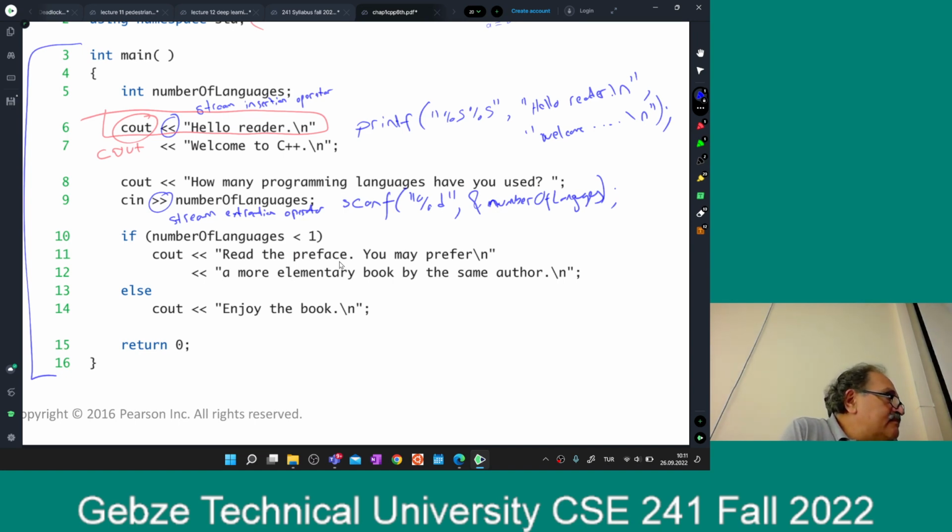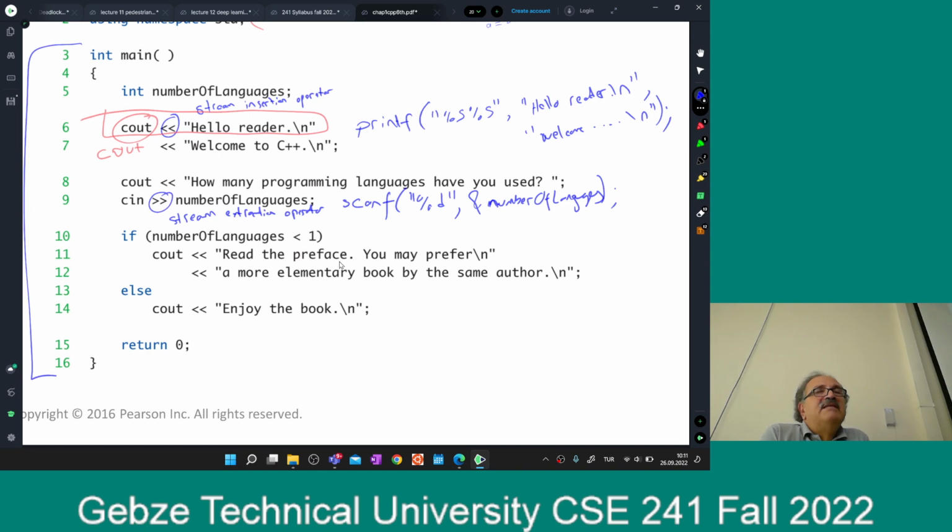Yes? Which one is safer, cin or scanf? Well, in C++, we don't use printf or scanf. We use cout and cin. So it's not a question of which one is safer. It's a question of should we use printf and scanf. By the way, what do you mean by safe? I mean, in terms of data security, system security, etc. Yeah, none of them are safe.